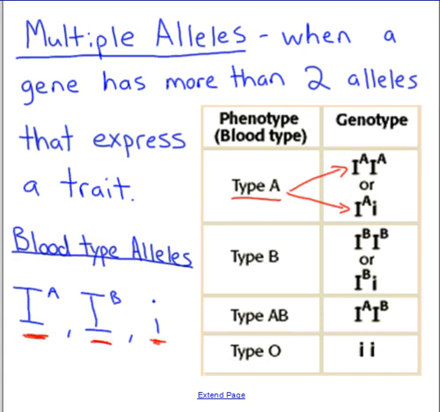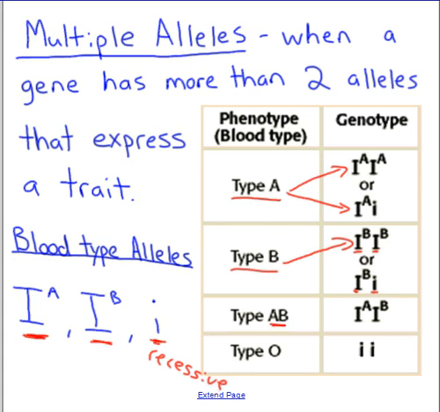And then IB is also going to give us type B blood. So we have two I's, and each I is an allele, so that's our genotype. It could be IB IB, or it could be IB little i. In this, the little i is recessive. So that would be a thing to make a point of. The little i is recessive. So if it's IB little i, it's going to be type B blood. If it's IA little i, it's going to be type A blood.